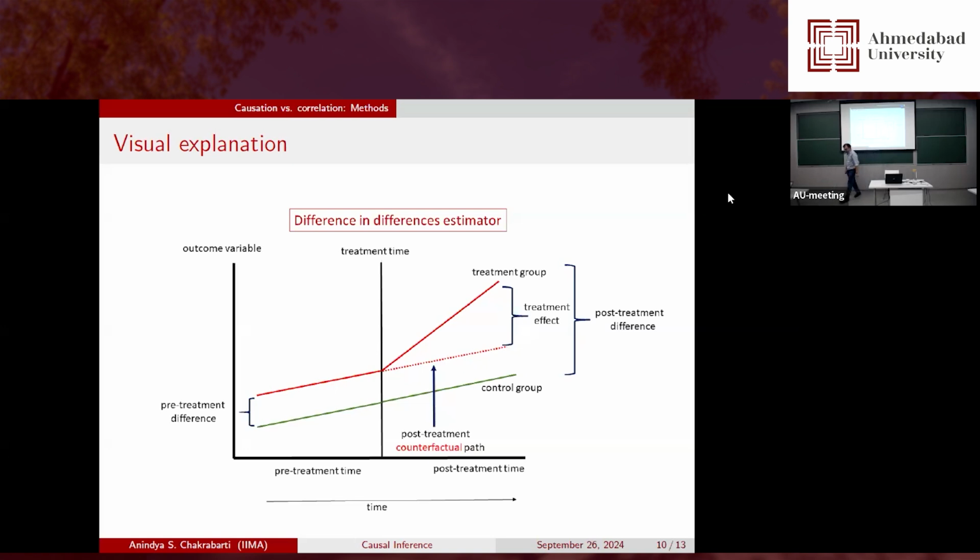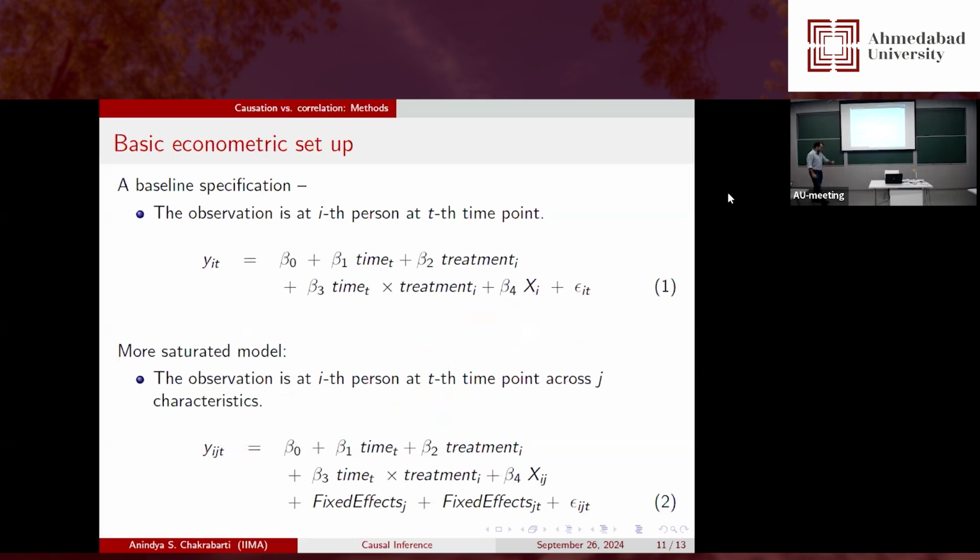Now, how do we capture this econometrically? Do not worry about the slide numbers. These are just the first set of slides. Then I will go to the next set of slides. I'm not ending right now. You will be tortured for a much longer time.